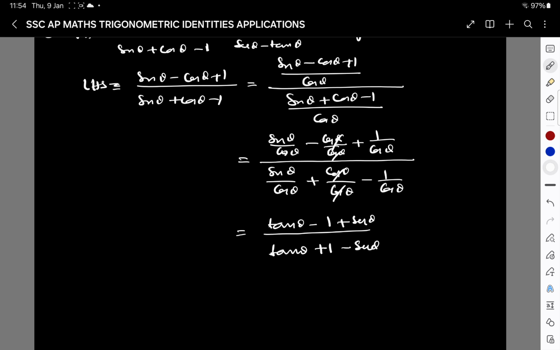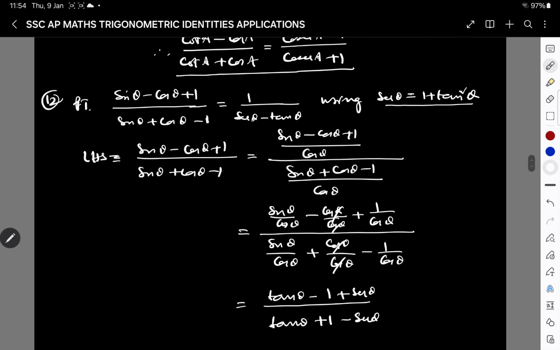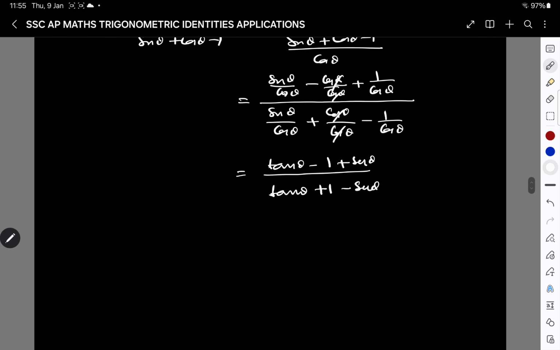Now you must prove it as 1 by secant minus tan. Secant minus tan in the denominator is what I should prove. So what I would do is write this as secant theta plus tan theta minus 1 by tan theta minus secant theta plus 1.